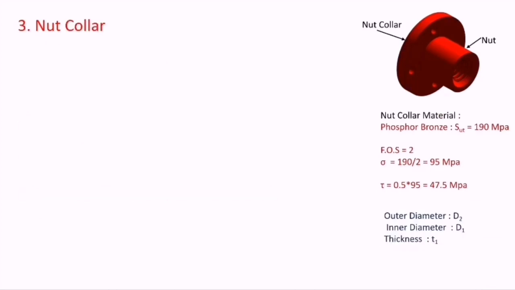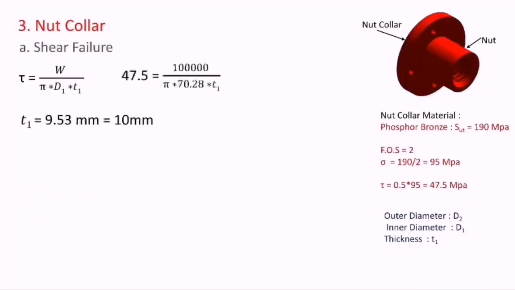Next component to be designed is the nut collar. On observation we can see, due to the application of load, this nut collar will fail in shear, and while shearing it will rub the outer surface of the nut. Hence I can write tau is equal to W divided by area, which will be pi multiplied by d1, that is circumference of the nut, multiplied by the thickness of the nut collar, that is t1. On solving this, I will get the thickness of the nut collar as 10 mm.